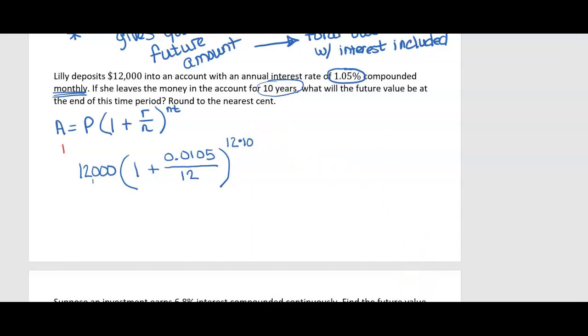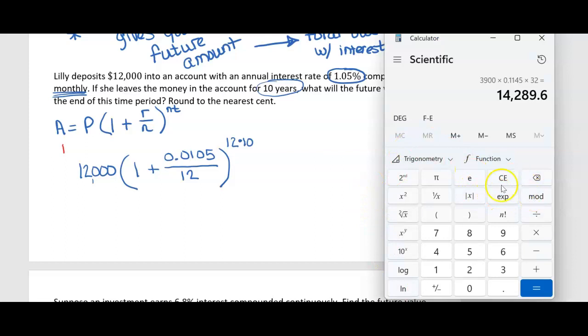Now, I'm going to pull up our calculator and we are going to use it to type this in. I want to be very careful that I type it in just the way it's written here. So 12,000, parentheses, I do type in the parentheses, 1 plus 0.0105. The fraction bar is division, so divide it by 12. Close the parentheses. And then I have an exponent of 12 times 10. I want to go ahead and do that math so I don't mess anything up when I'm using my calculator. So 12 times 10 gives you 120. So this is to the 120 power.